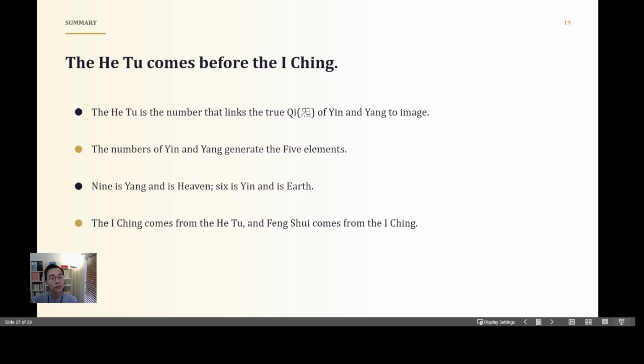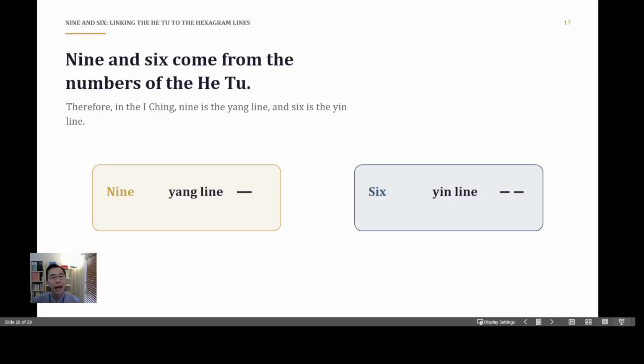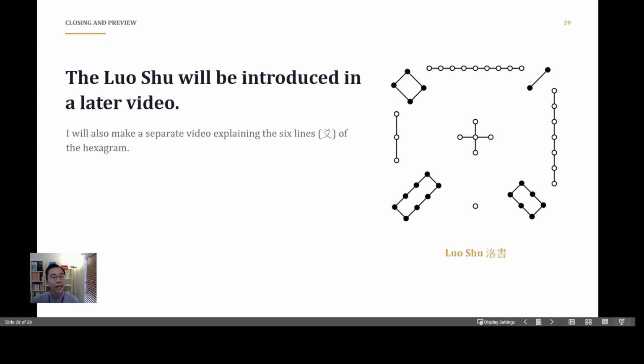I Ching comes from Hetu and Luo Shu, and today we focus on Hetu only. Feng Shui comes from them too, so if you want to learn Feng Shui, you must know them. In the future, I will teach you how hexagrams are generated. 9 represents yang line, 6 represents yin line. In the future, I will also provide a video to explain what Luo Shu is. Luo Shu is for function. Everything will move in Luo Shu. See you next time.